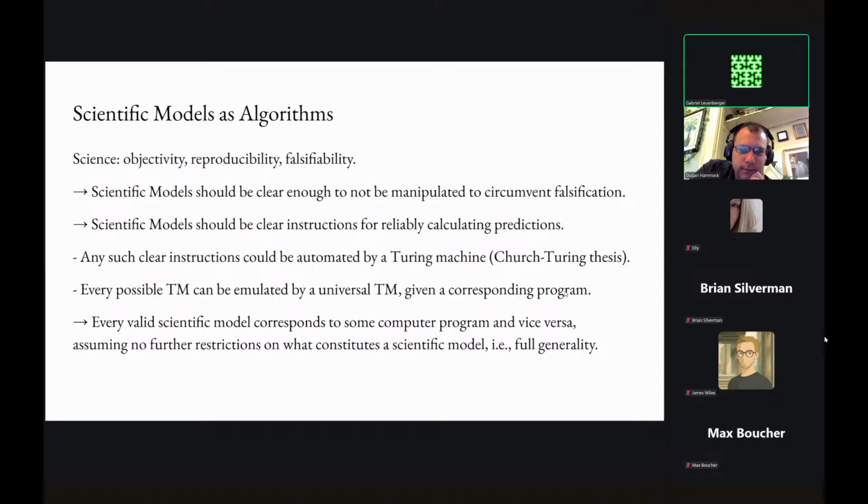And you can also make a one-to-one correspondence between all possible scientific models and all possible computer programs. This is if you want it to be fully general. So anything goes as a scientific model. Any program you can view as a scientific model of some sort. And remember that the old failed proofs, they were just not the one-to-one correspondence. You can just identify them with each other.